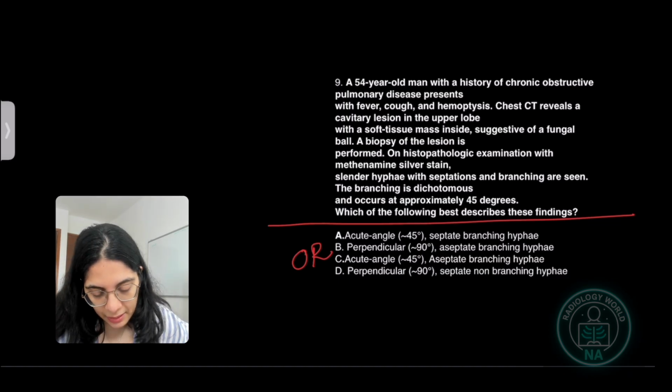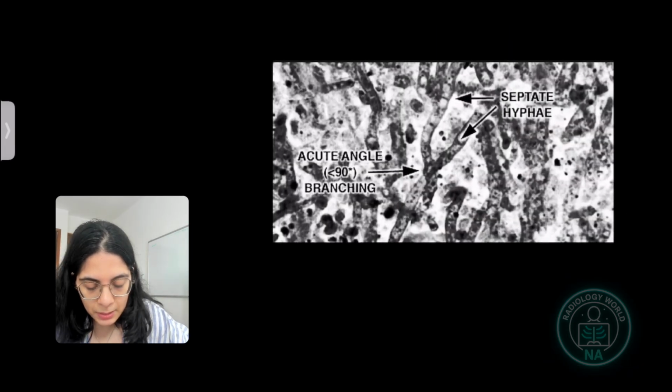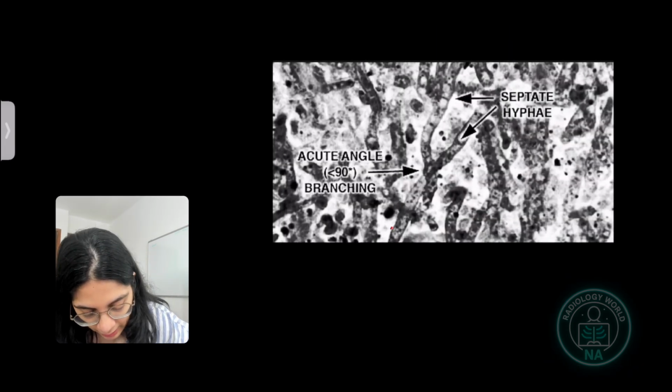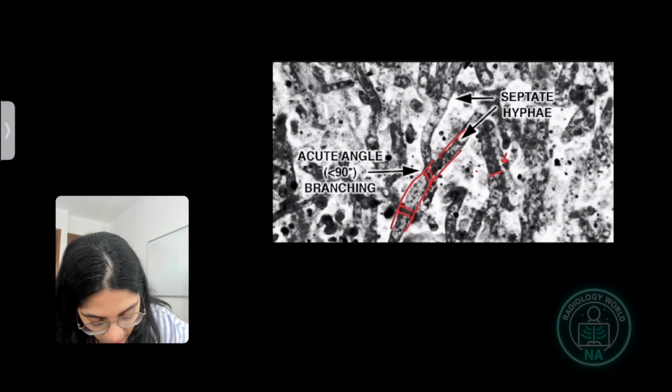Here there are some slender hyphae with septations and branching seen. If you see, they can give you this image. In this particular image, you can see some hyphal elements which are septated. You can see the small septations are present, and the branching is at 45 degrees. It is not 90 degrees.